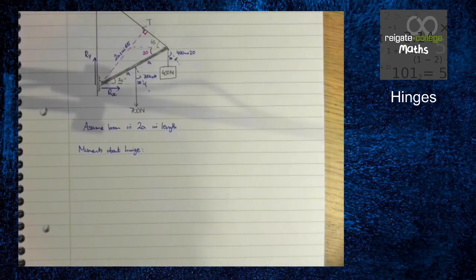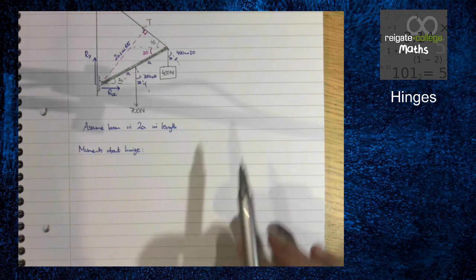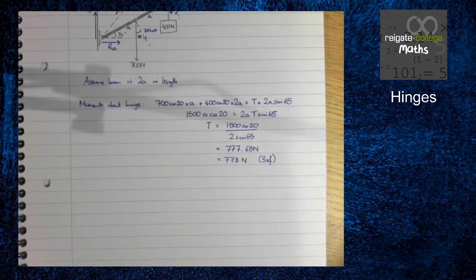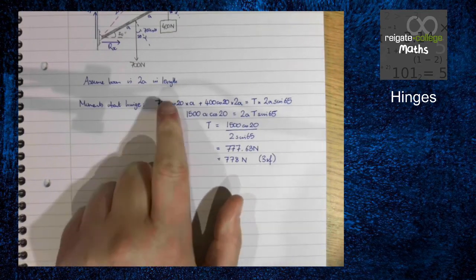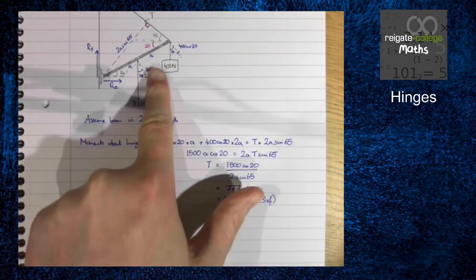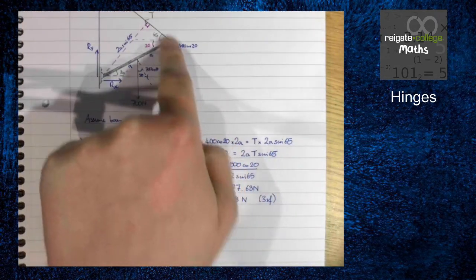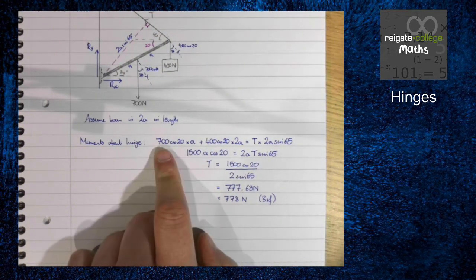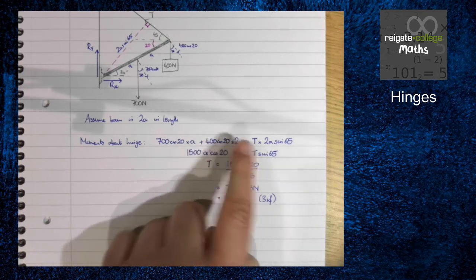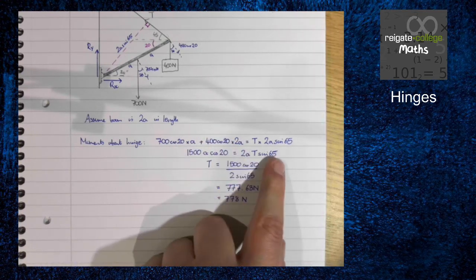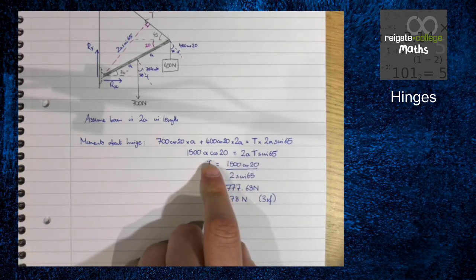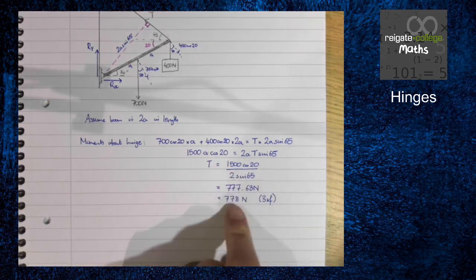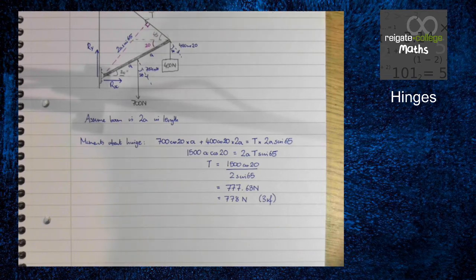So if you pause the video now and have a go yourself, you can come back and we'll show our working. So taking moments about the hinge, we can see we've got the two clockwise moments caused by the weights and the anti-clockwise moment caused by the tension. Calculating the moments there, simplifying, we get 700 cos 20 plus 800 cos 20 with some A's in, and then 2A T sine 65. Rearranging to find T, the A's are going to cancel, and we get 1500 cos 20 over 2 sine 65, which we just stick in our calculator and work out.